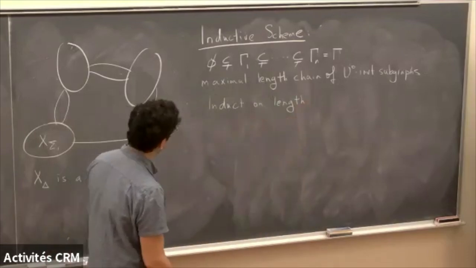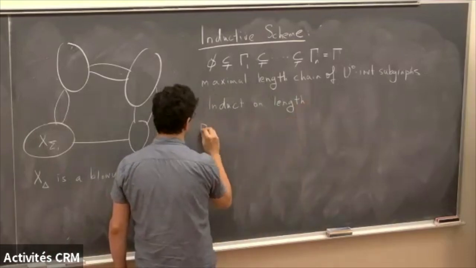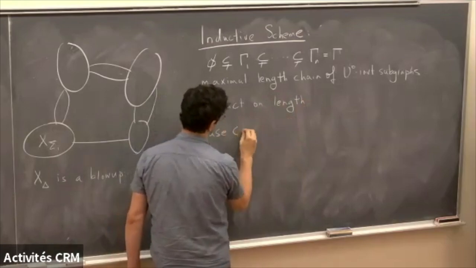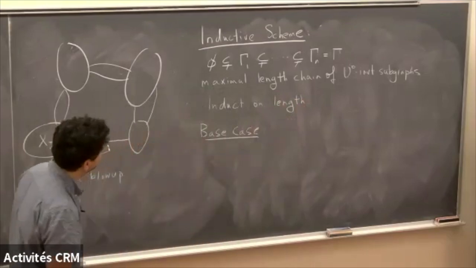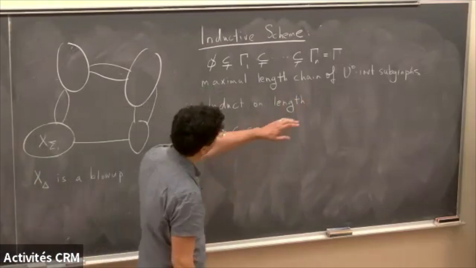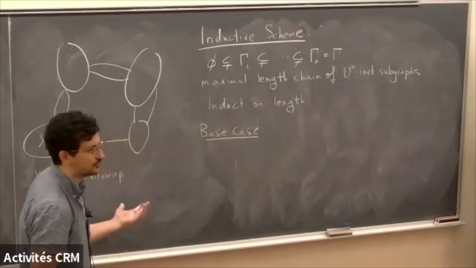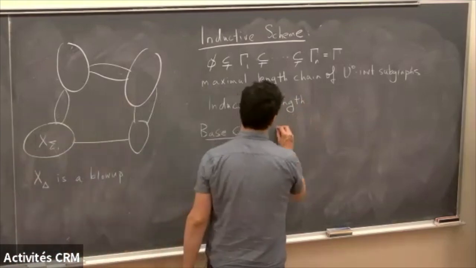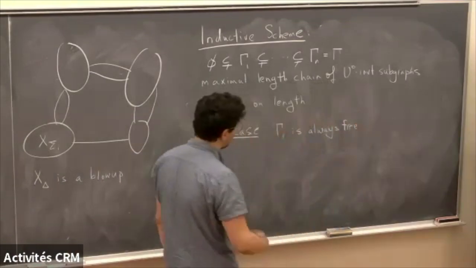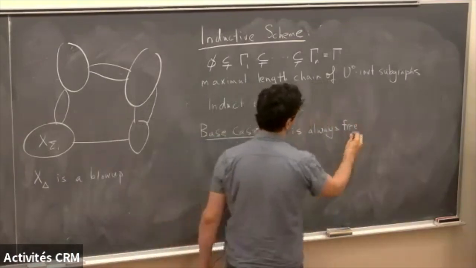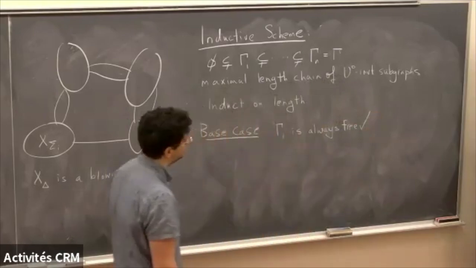So what's the base case? It turns out that any minimal U0 invariant subgraph is just a free group. Okay, so gamma 1 is always free. And so we can apply the Nielsen realization for free groups there, and we get this.